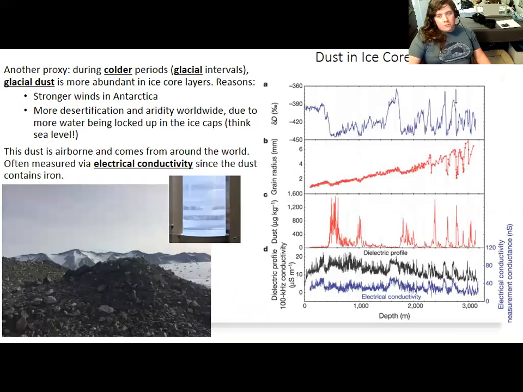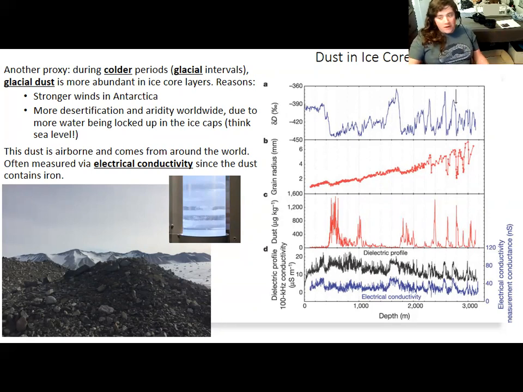And there's actually yet another proxy that you can get from ice cores, which I think is cool, and that's from dust. And during cooler periods, the glacial intervals, when there's more ice, there is a lot more dust in the ice layers. And this is because the wind is stronger when it's colder overall, which means that the dust gets blown up more. And worldwide, sea level has dropped, and a lot more water is taken up in the ice caps, which means that there's less water available for precipitation or in atmospheric circulation, meaning that the world is drier and dustier as a whole. There's a lot more of the Earth that is deserts, not just in Antarctica, but elsewhere.